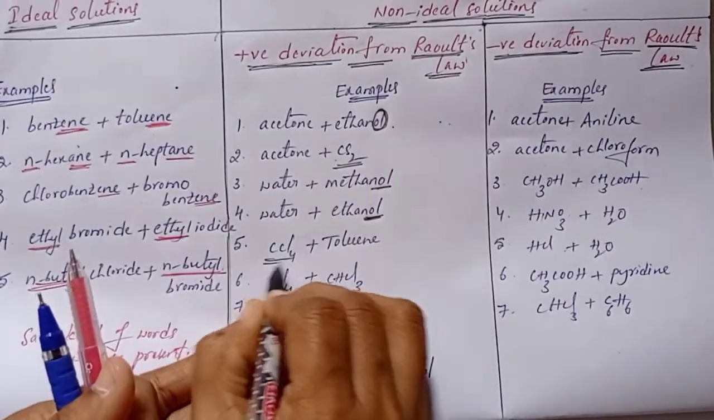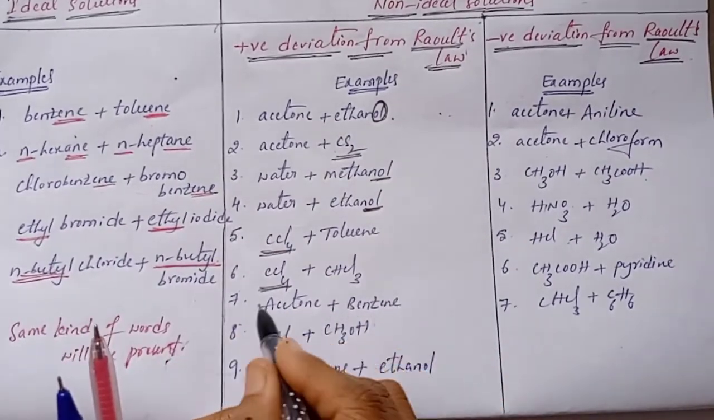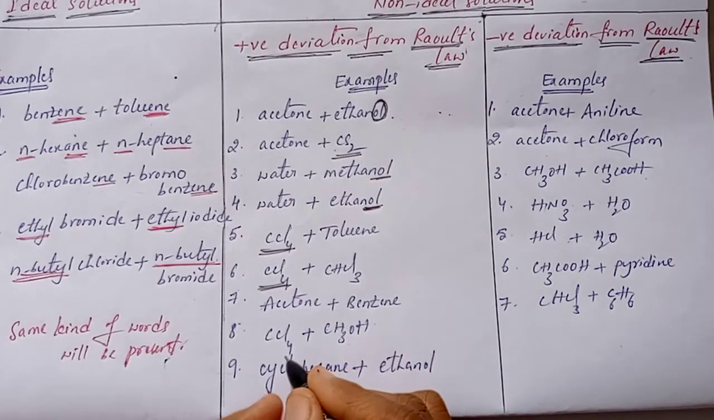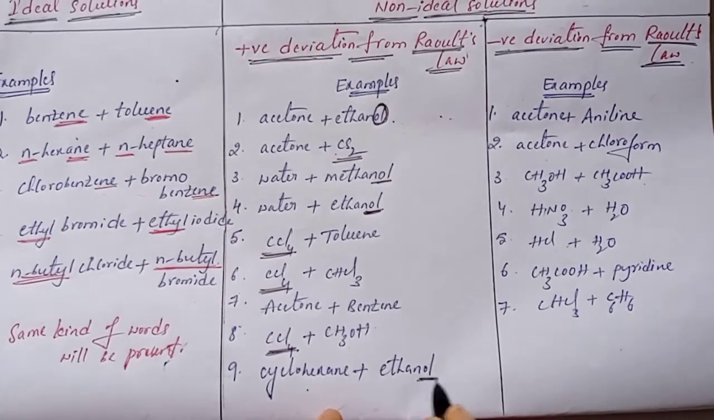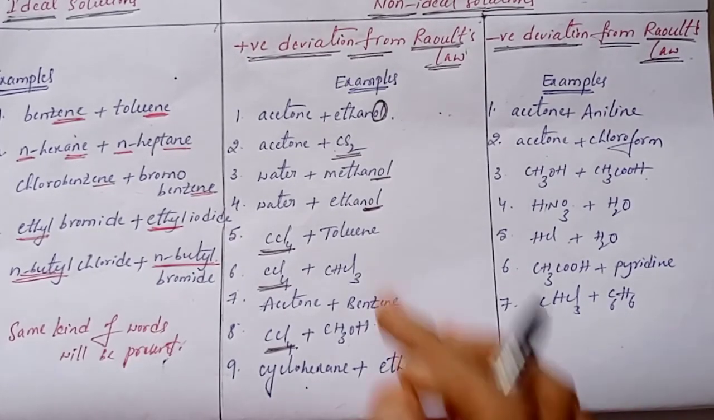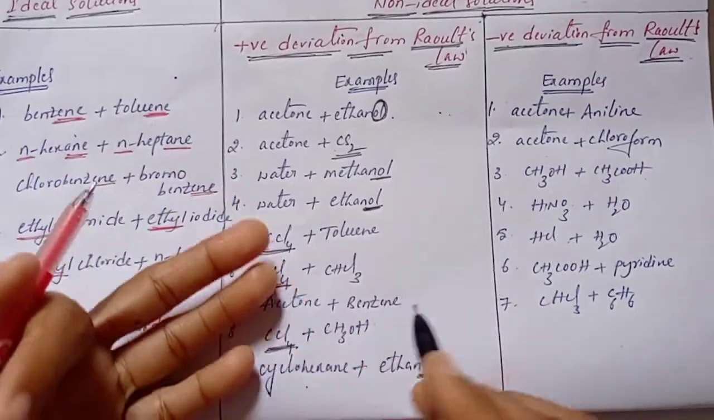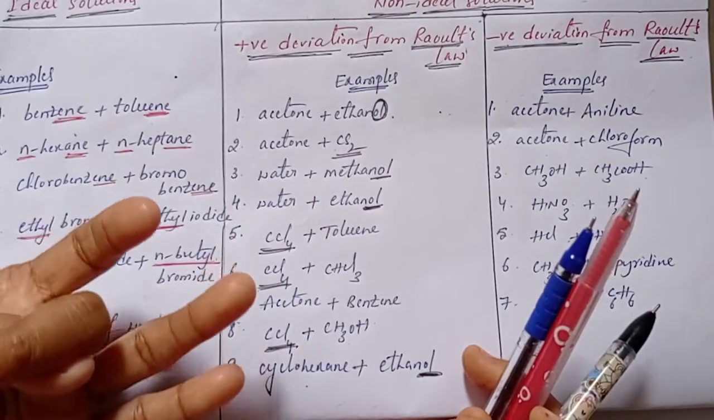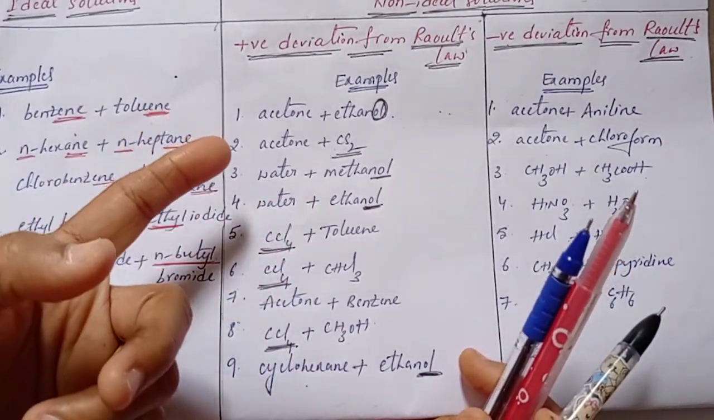Now here CCl4, and here also CCl4. This is the special case students, this is an exception, you have to remember. And this is also CCl4. And here alcohol is there. Clear? So in these mixtures of solutions, if any alcohol group or CS2 or CCl4 is there, we can easily identify those are the positive deviation from Raoult's law students.